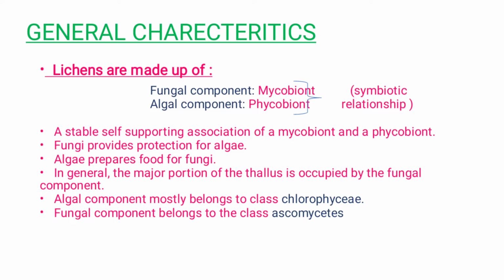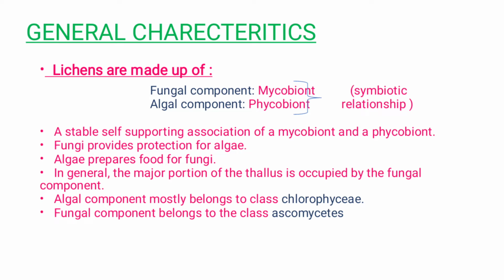Now let's see the general characteristics of lichens. First of all, let's see how lichens are made. As I said in a previous slide, lichens contain both fungal and algal components. The fungal component is called mycobiont and the algal component is called phycobiont. Both are associated together in a symbiotic relationship. A stable self-supporting association of mycobiont and phycobiont is called a lichen.